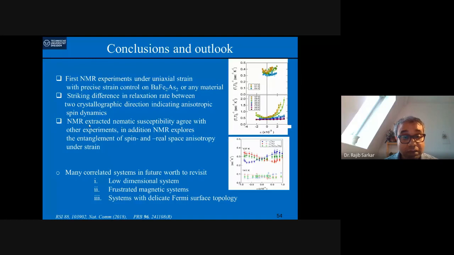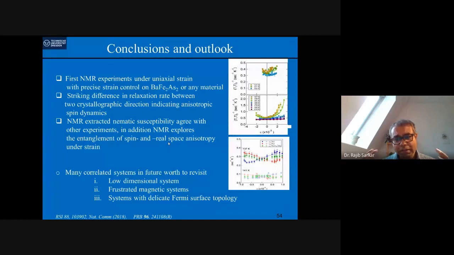And the NMR-extracted nematic susceptibility also agrees with other experiments. In addition, NMR explores the entanglement of spin and real space anisotropy. And many correlated systems are worth visiting in future: any low-dimensional system, frustrated magnetic system, systems with delicate Fermi surface topology. Wherever you have a Fermi surface that is kind of delicate, you can apply your strain, and you can get more important and crucial information.